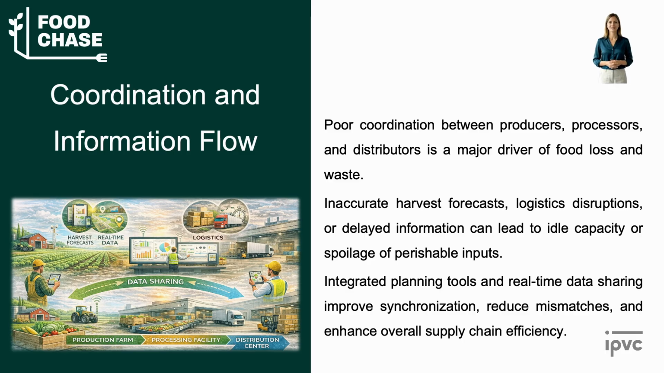Poor coordination and information flow are major drivers of food loss. Inaccurate harvest forecasts, delayed communication, or logistics failures can result in idle processing capacity or spoilage of perishable inputs. Integrated planning tools and real-time data sharing help synchronize activities across actors, reducing mismatches and improving overall supply chain efficiency.